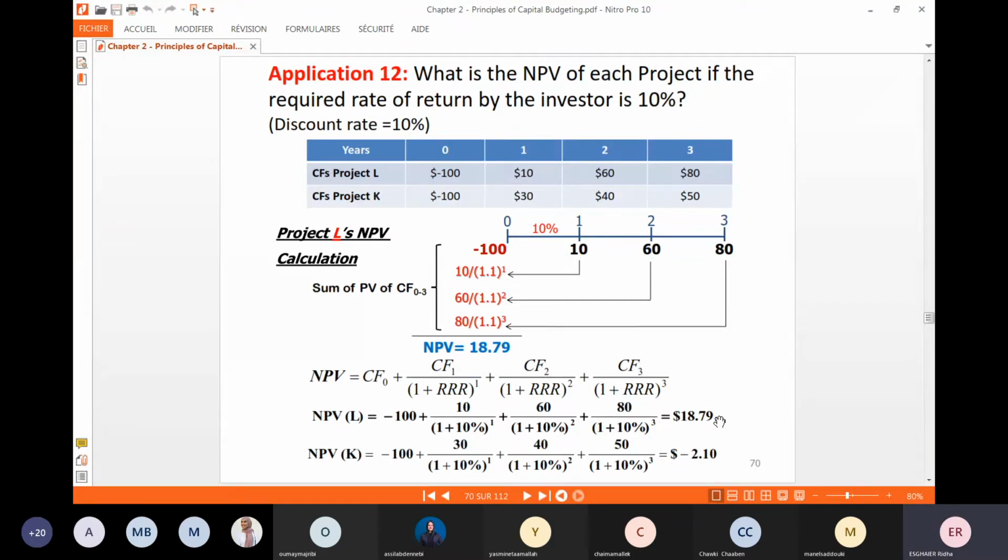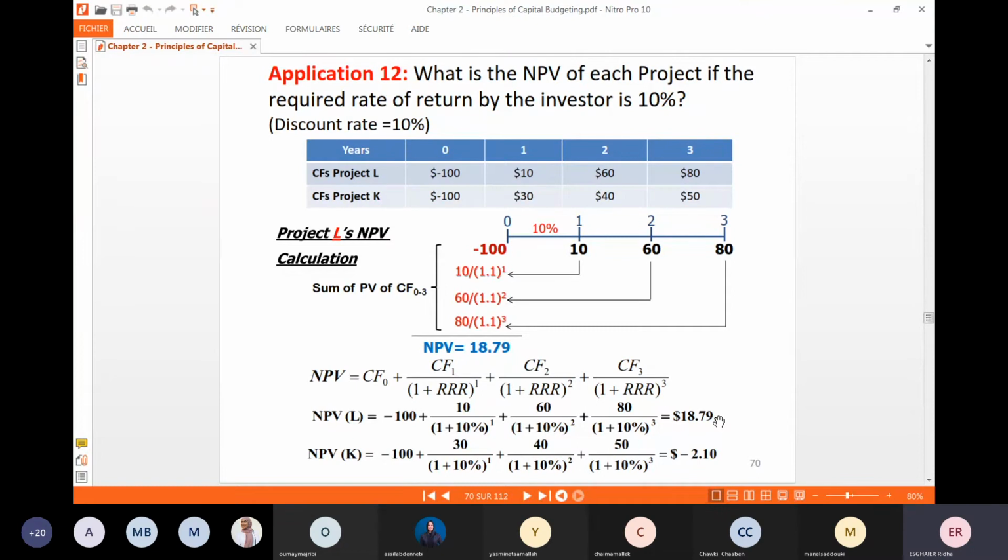So the decision rule is to accept the project if the NPV is positive or 0. Even at 0 you can say yes, I require 10%. When NPV is 0, I get the 10%. So I accept the project. We reject the project if the NPV is negative.